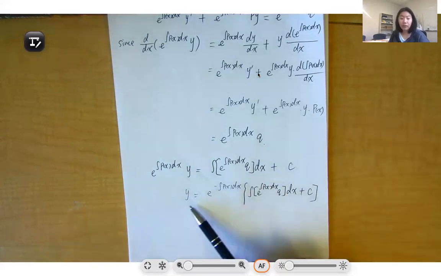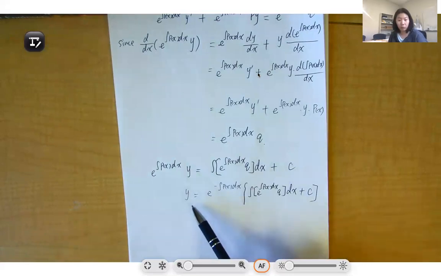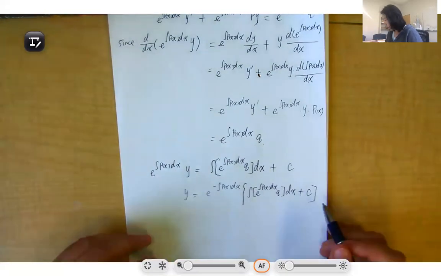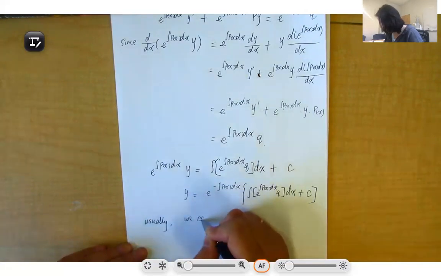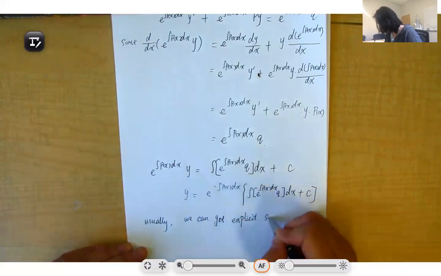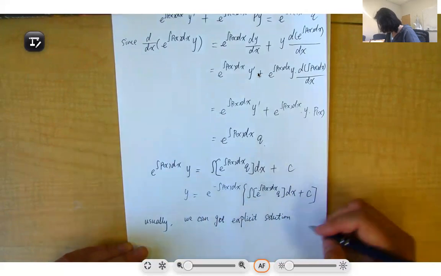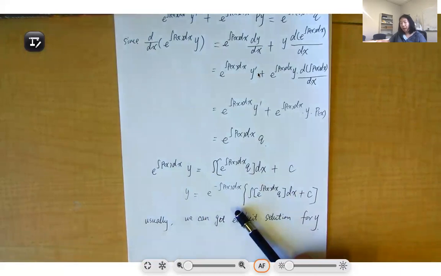Okay, so this is the form for how to get this y, and you can see that this y is separate. So this y is expressed as a function of x, and such a solution for y is called an explicit solution. Okay, so usually we can get the explicit solution for y using such a term, okay? So that is how we solve the first order linear ODE, okay?